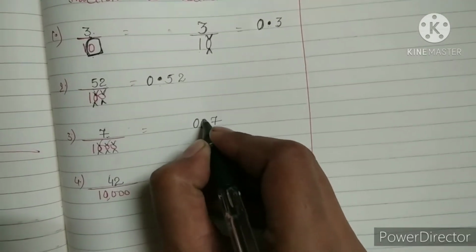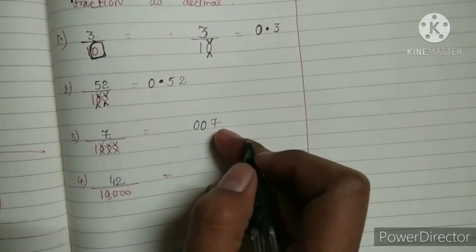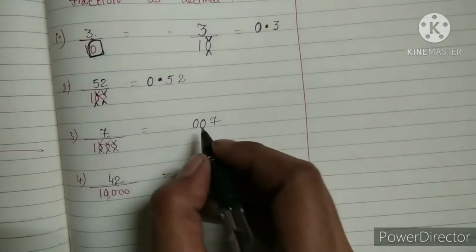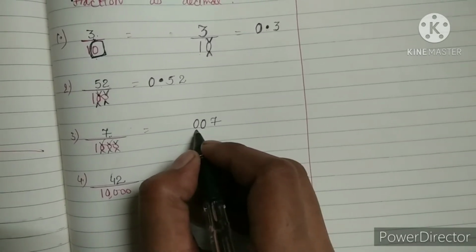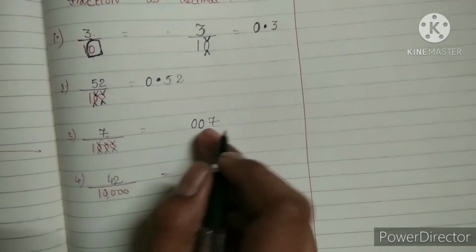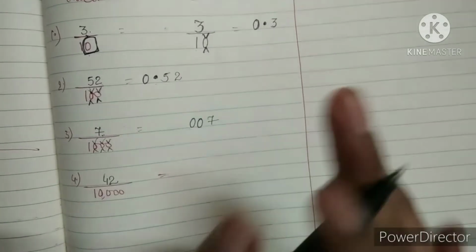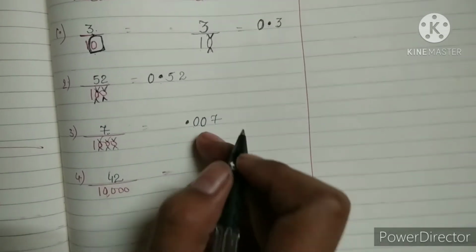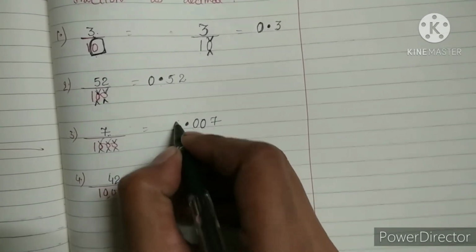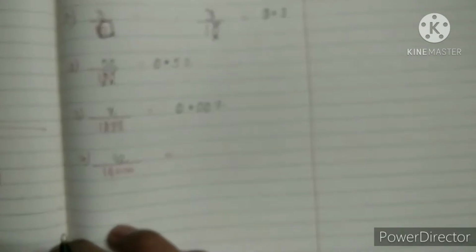In case we don't have any number to give, we can put zeros in front of 7. Now all toffees are distributed, 1, 2, 3, all toffees are distributed, that's why I am putting a decimal here, and in front of the decimal we have to put 0.